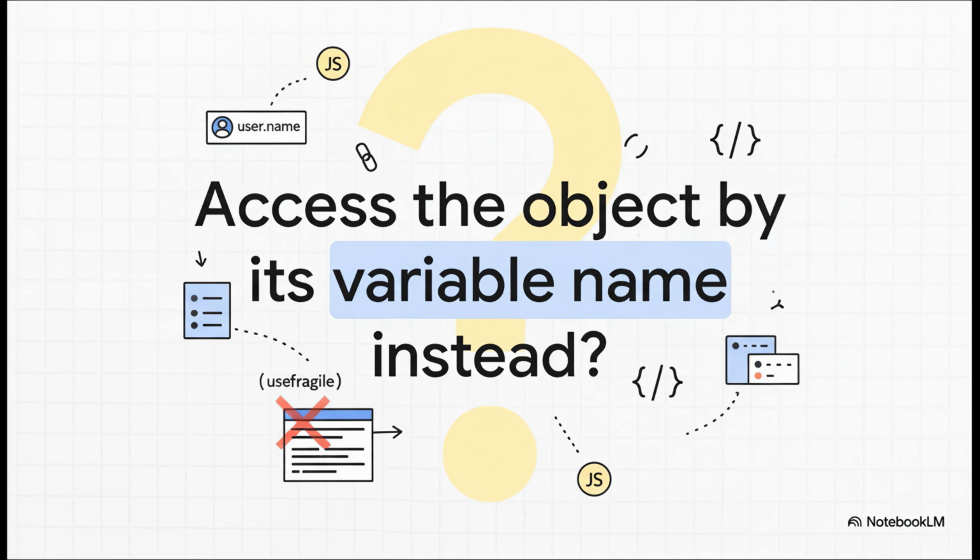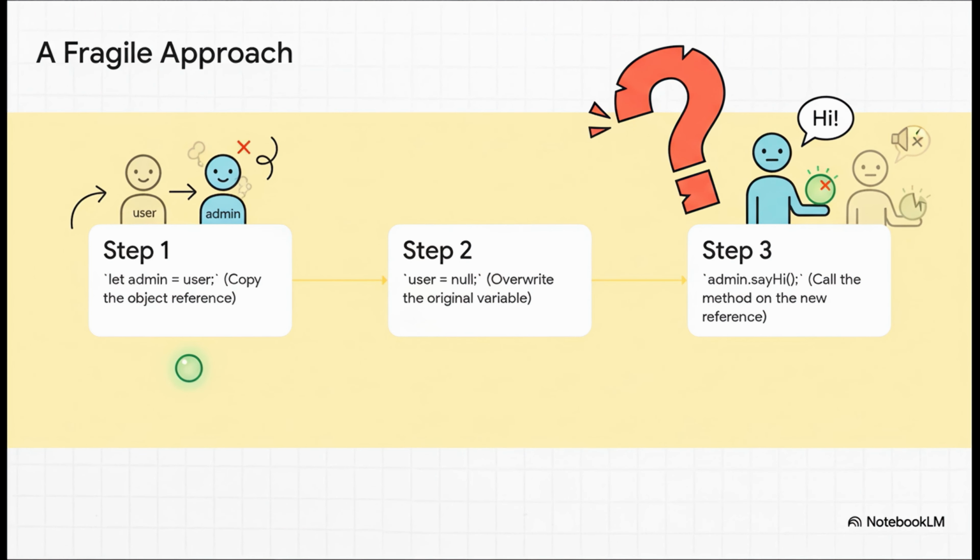So you might be thinking, hey, why all the fuss with this? Why can't I just use the variable name, like user.name, inside the method? I mean, it seems like it would work, right? But that approach is actually really brittle. Okay, let's see exactly why that's a bad idea. We're going to walk through this step by step.